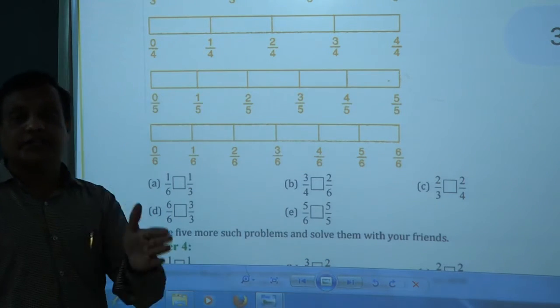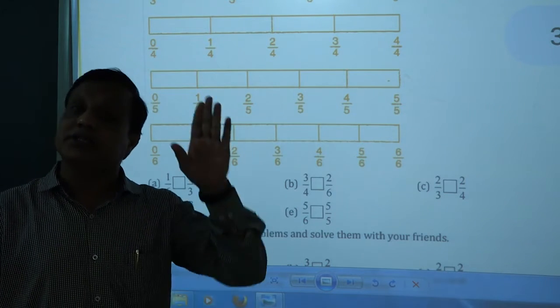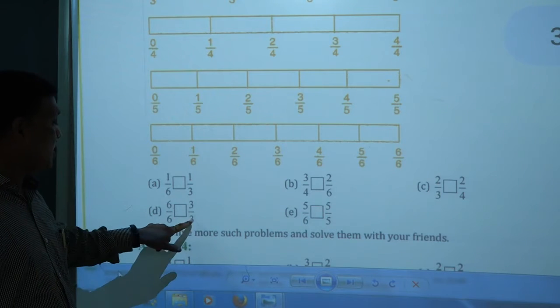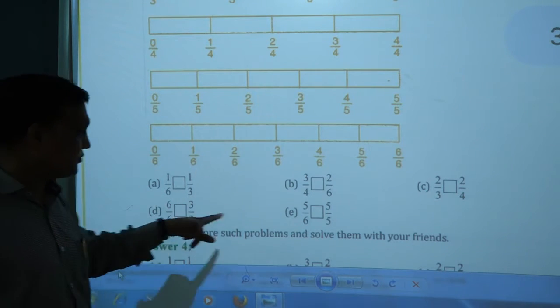So when denominators are different, you have to cross multiply. When you cross multiply, whichever numerator number is greater, that fraction is greater. Next, 6 upon 6 and 3 upon 3. Both the denominators are different, 3 6s are 18, 3 6s are 18, 18 equal. So this is an equal fraction.